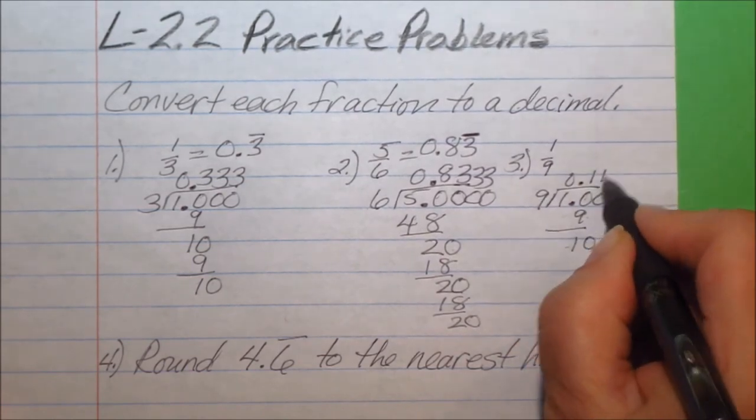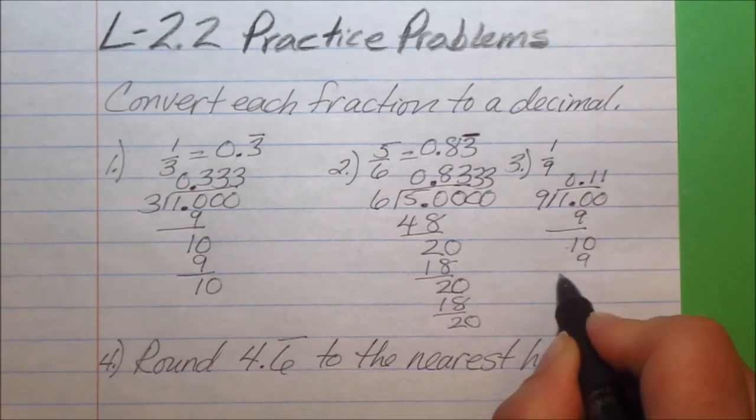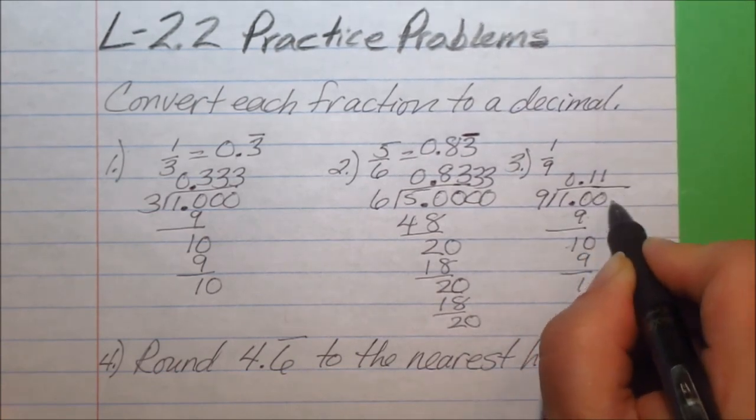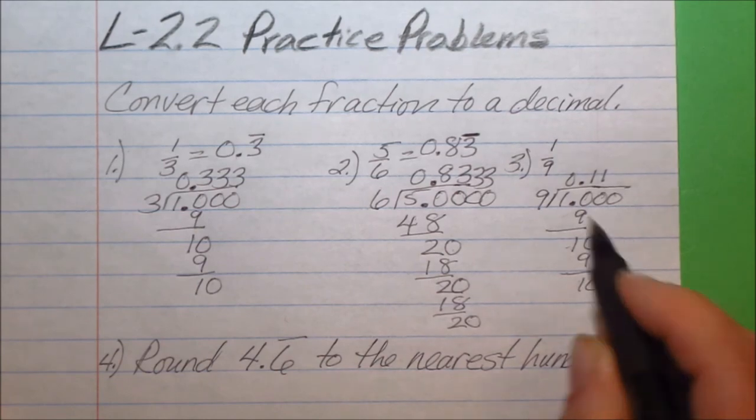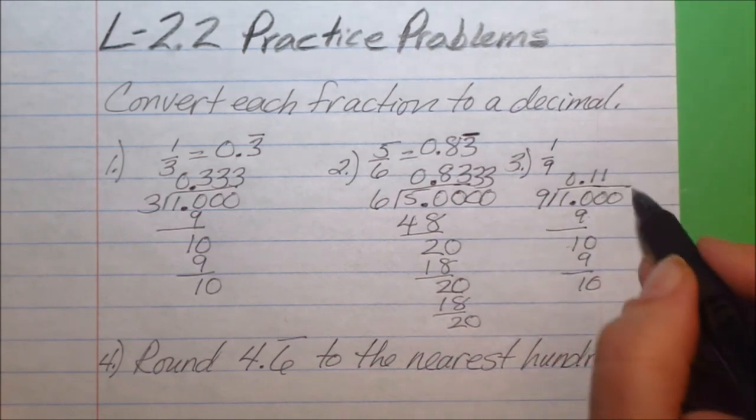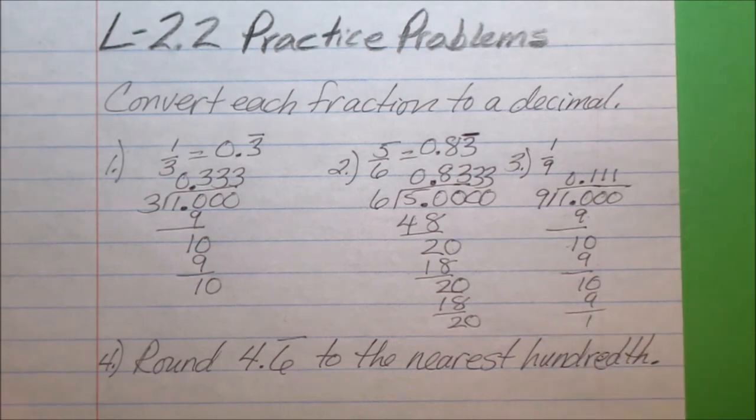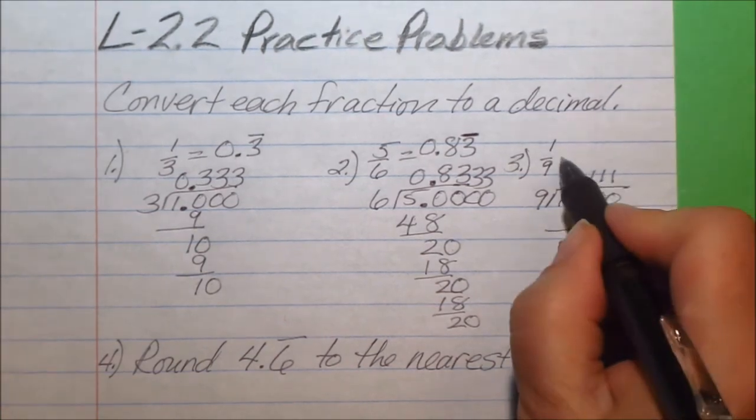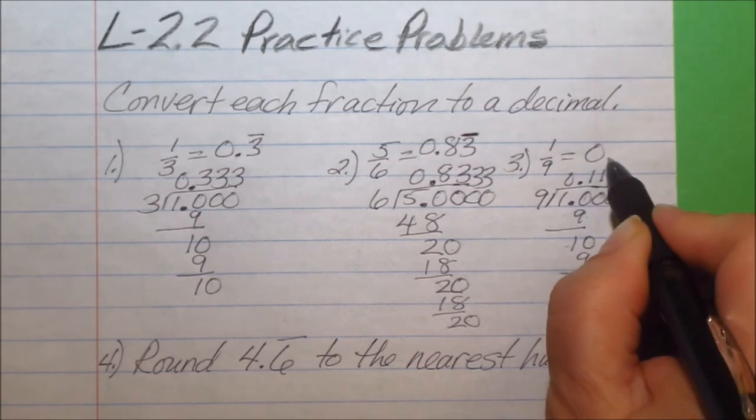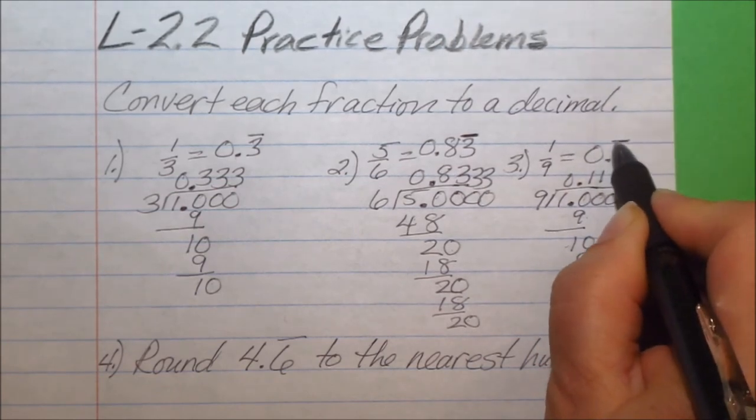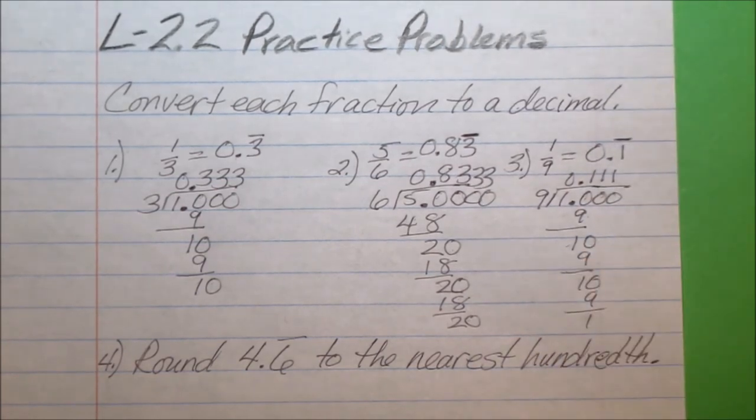9 goes into 10 one time. 1 times 9 is 9. That leaves me with 1, so I'm going to put another 0 here and bring it down. 9 goes into 10 one time. 1 times 9 is 9, and so on. So I've got a repeating number on that one. It is equal to 0.1, the 1 repeats. All right? Okay, so that's how we do those.